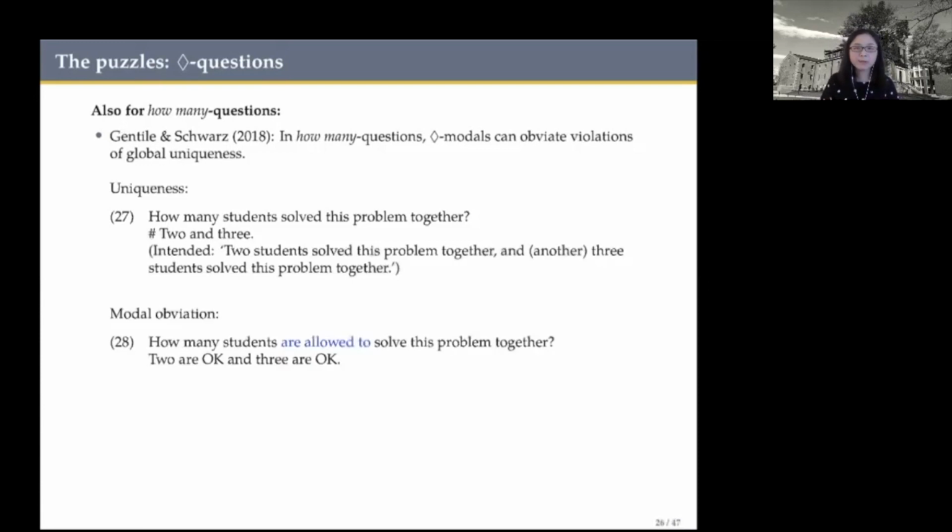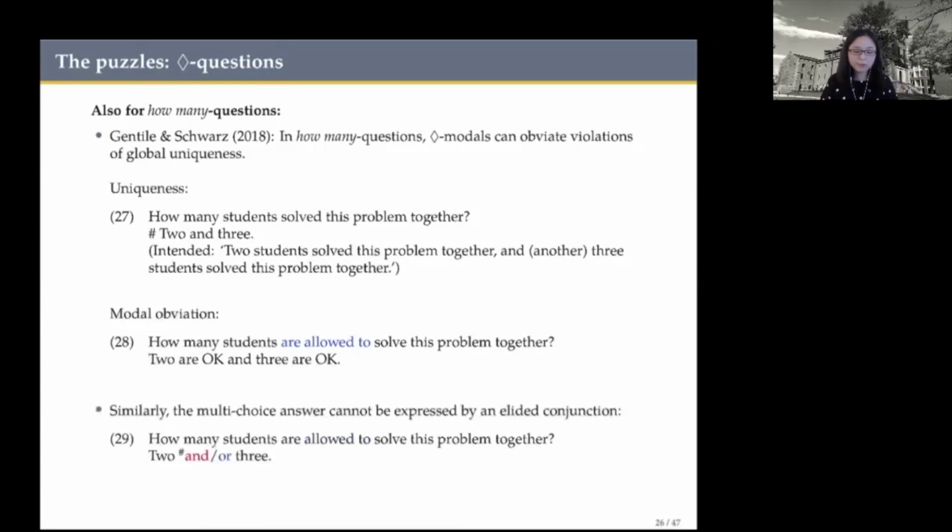However, in the presence of a possibility model, we can respond with a multi-choice answer. How many students are allowed to solve the problem together? 2 are okay and 3 are okay. And furthermore, if we think about the elided answers, we observe a similar contrast. How many students are allowed to solve the problem together? 2 or 3. Perfect. 2 and 3. Not so good.